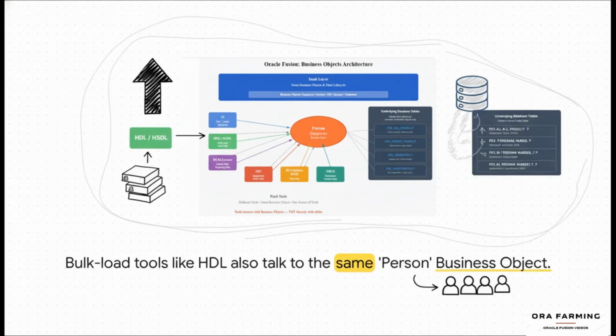Okay, now let's switch gears. An administrator needs to load 1,000 new hires from a spreadsheet. They're not going to type them in one by one, right? They use a special bulk loading tool called HDL. And where does HDL send all that data? You guessed it, to the exact same person business object.